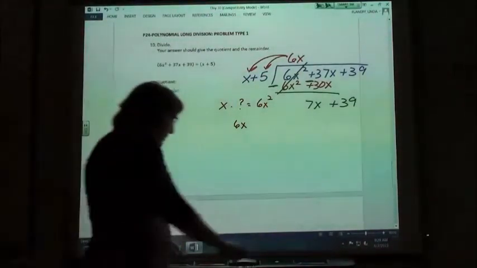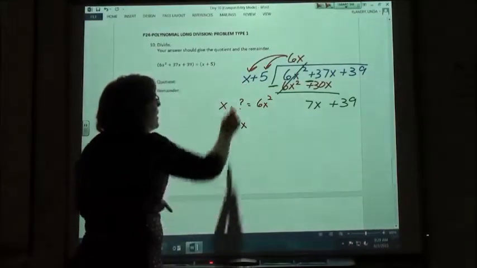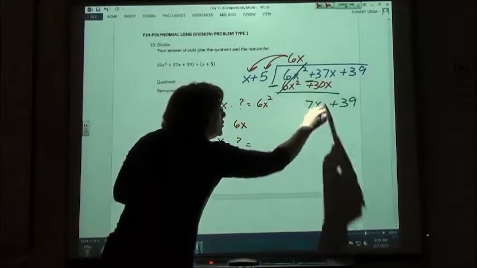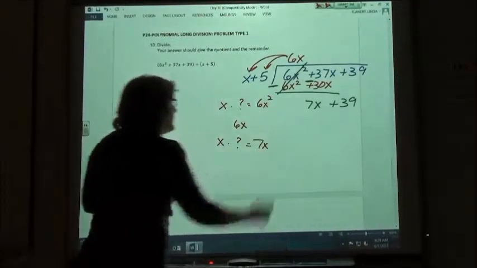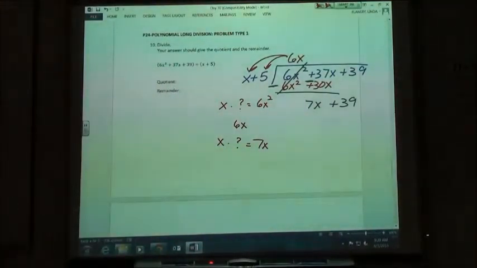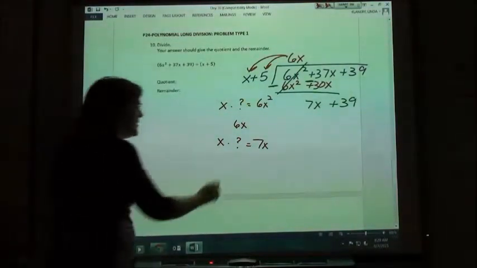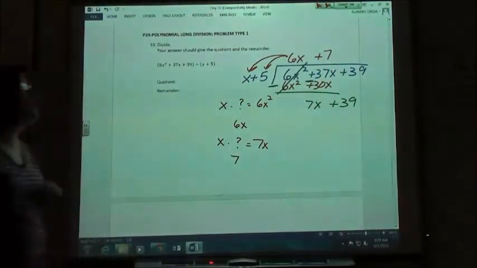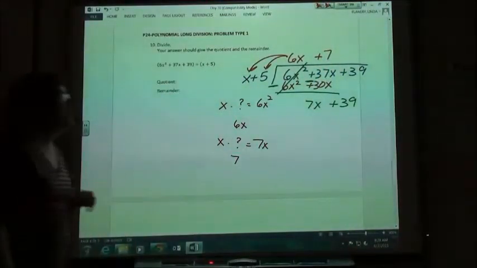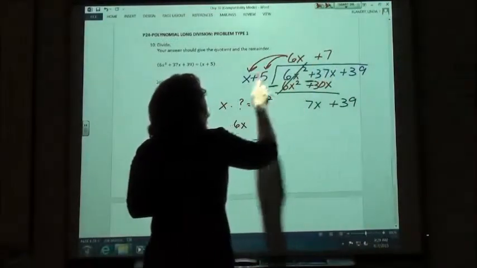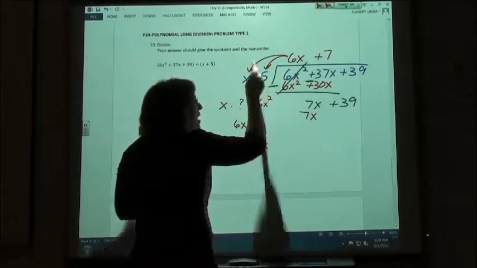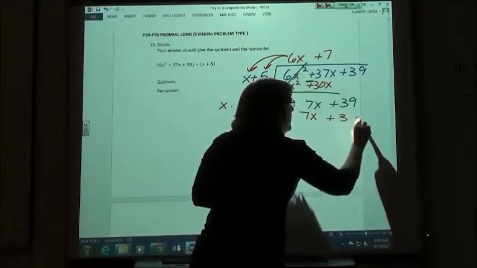Now I'm going to repeat that process. I'm going to say, okay, what times my x is going to give me this term here, 7x. Well, what times x would give me 7x? 7. Just a 7. And it's going to be a positive 7. Since it's not my leading one, I need to put a plus sign there. So multiplying that out, 7 times x is 7x. 7 times 5 is 35.